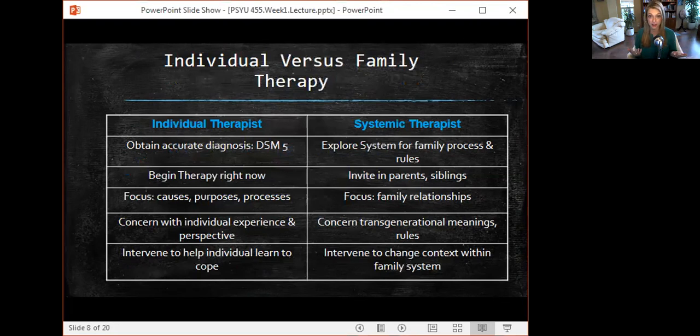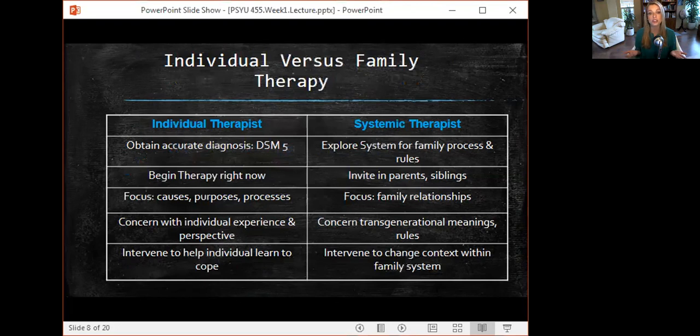However, a family systems therapist explores the family system for family processes and rules that are contributing to the underlying presenting problem. Family therapists might not begin therapy right away until they can invite in, let's say, parents or siblings or other important others that are contributing to the presenting problem. The focus of therapy is on improving those family relationships, with the idea that if we were to solve those family relationship problems, then the individual problems would also be addressed.